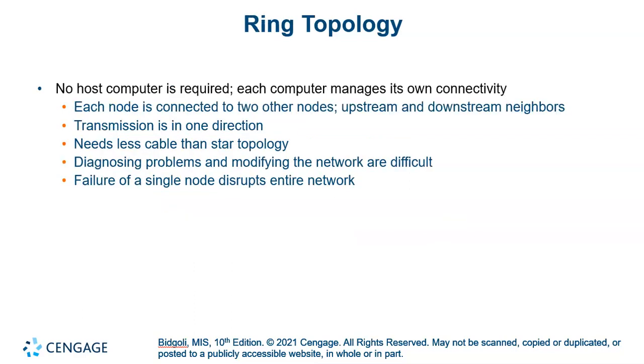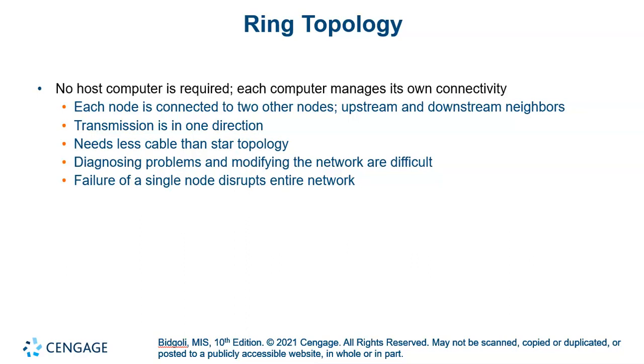Ring topology just looks like a ring. It's a big circle. There is no host computer, but each node is connected by an upstream and a downstream neighbor. Transmission is in one direction. It needs less cabling than the star topology that we talked about before, but diagnosing problems is more difficult.